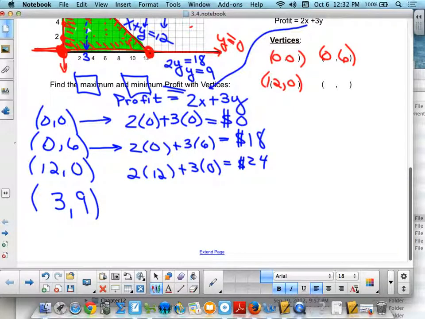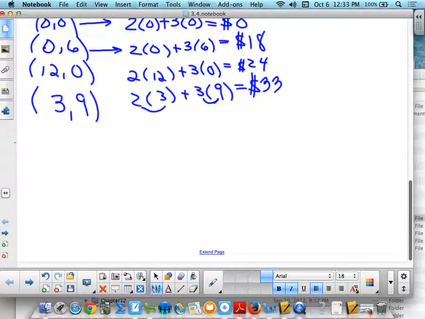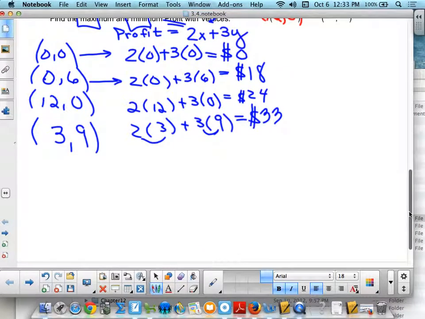3, 9. 2 times 3, 3 times 9. What's that? 27 right here, plus 6. So that's 33. Okay. So you did all that work: picked out the vertices, put them in the profit formula, and really all you did that for was one reason. Find your maximum and minimum.